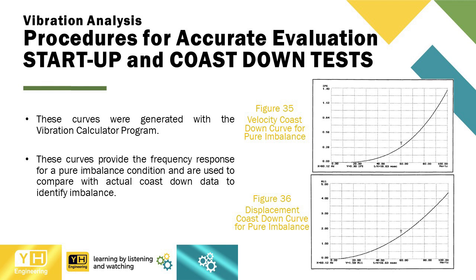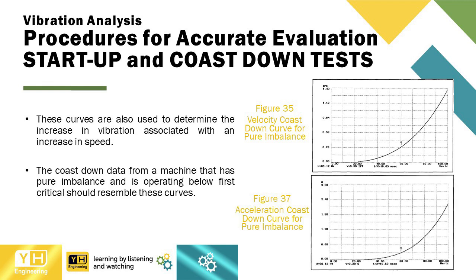These curves provide the frequency response for a pure imbalance condition and are used to compare with actual coast down data to identify imbalance. These curves are also used to determine the increase in vibration associated with an increase in speed. The coast down data from a machine that has pure imbalance and is operating below first critical should resemble these curves.